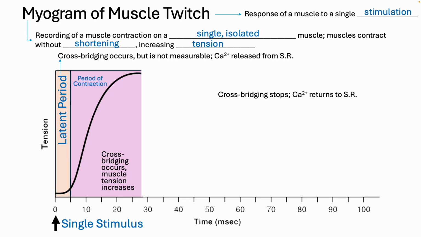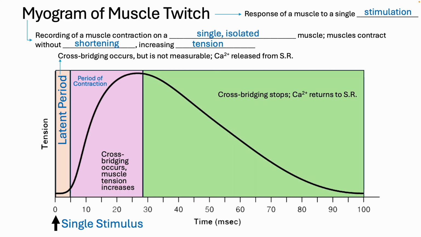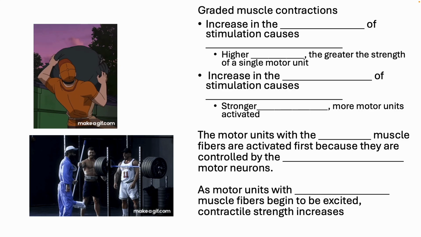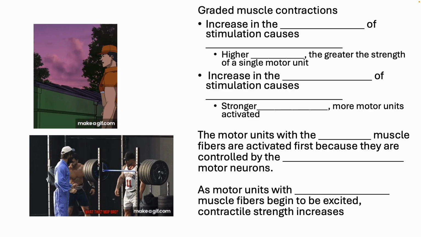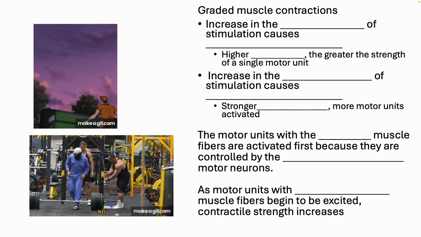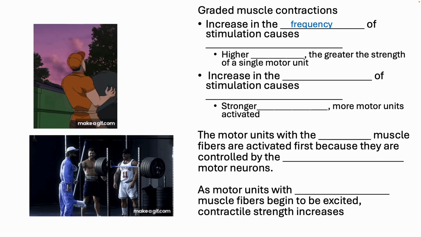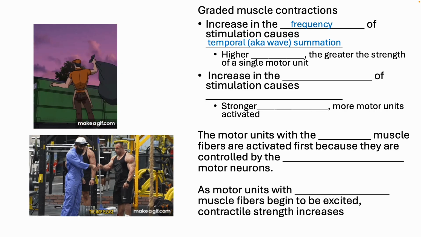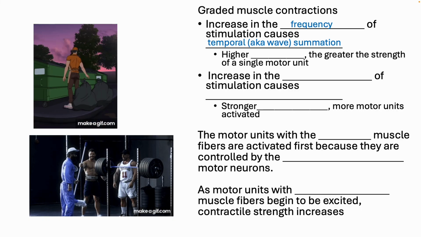So this is your period of contraction. It's followed by when the cross bridging stops, the calcium is going to return to the sarcoplasmic reticulum, and this is known as the period of relaxation. So this is a single muscle twitch that we're looking at here. Graded muscle contractions are going to be the amount of muscle that's contracting at different levels. They can be caused by an increase in the frequency of stimulation, which can cause a temporal wave summation.